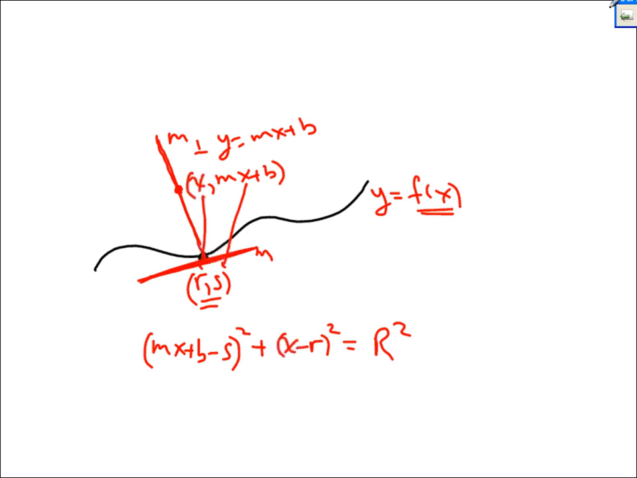That is, instead of finding k, find 1 over k right away, which is 1 plus y prime squared to the 3/2 divided by y double prime in absolute value. That will give you the radius. You need to think about how this is done. That way you can do all the steps without making an error, well, a non-calculation error.